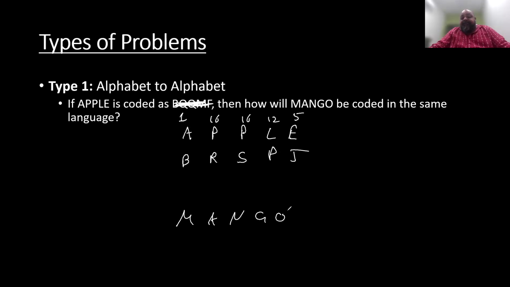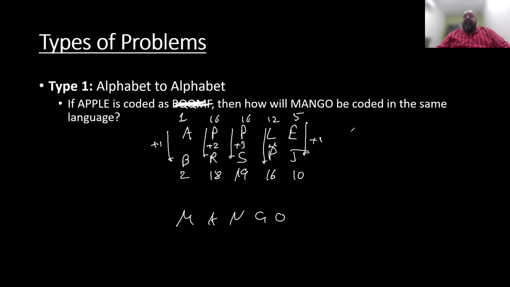Any answers? Again, I just write the number values to be sure. B is 2. R will be L, MNO, PQR, 18. S will be PQRS, 19. L is 12 basically, so that becomes my anchor from where I'm counting further. L, MNOP, 16. J is 10. So 1 and 2 is +1, +2, +3, +4, +5.